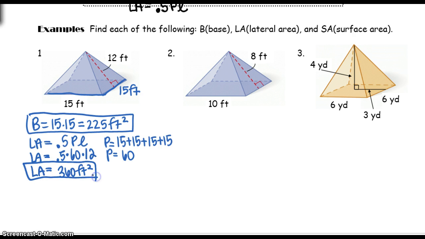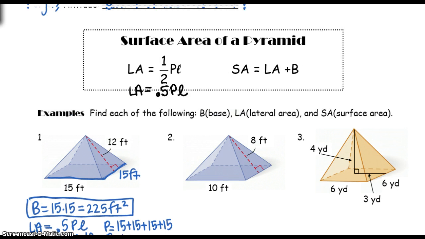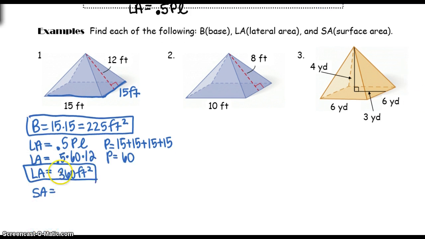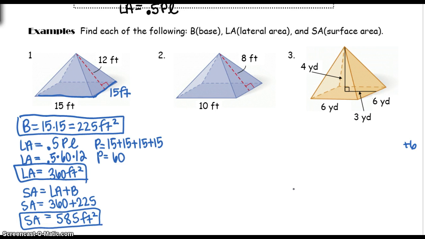There's your lateral area. The next thing that they asked you to solve for is surface area. Well, going back up here, they said surface area is lateral area plus the base. Luckily, we already have those 2 things. So if it's lateral area plus the base, then our surface area is 360 plus a base of 225. We just found those right here. Add those up, and then our surface area is going to be 585 feet square.